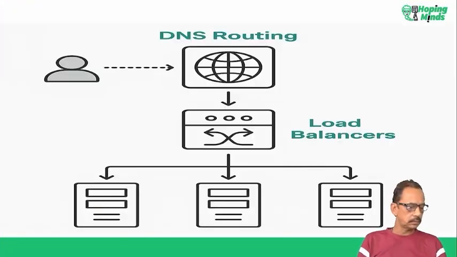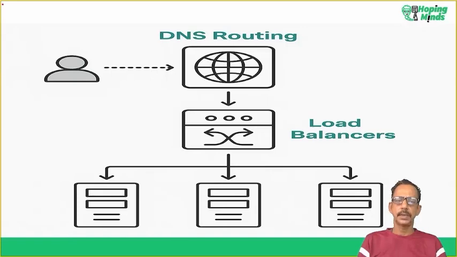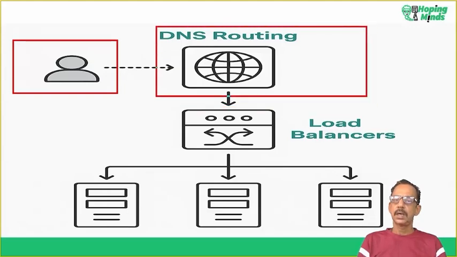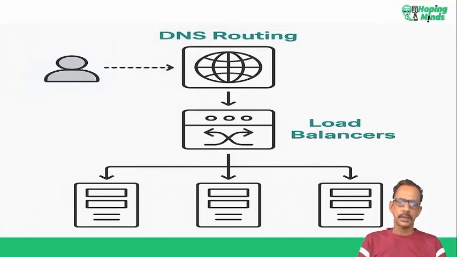This is the routing. You can see the complete map. The user sends a request to DNS. On the basis of routing, it resolves the IP of the load balancer. Then the load balancer distributes that traffic to the different servers registered under it. All clear? Everything is simple.